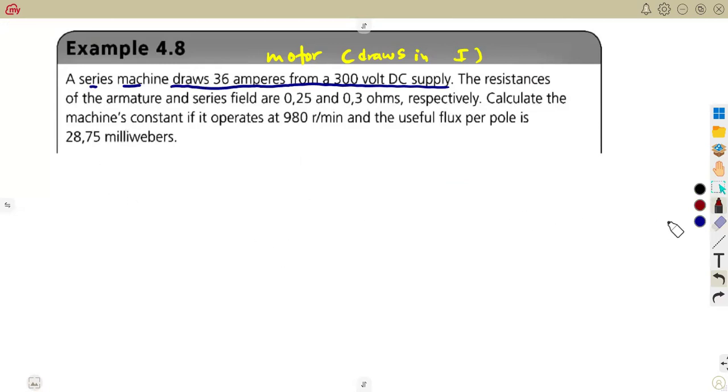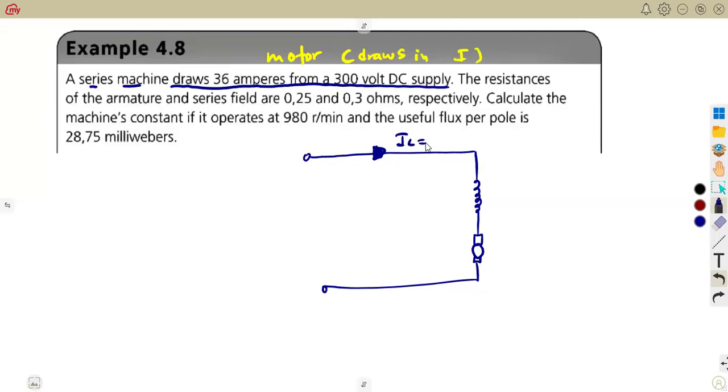And it's a series machine. So they are saying it's a series motor. That is what they are saying. It's a series machine which draws in current. So they are saying it's a series motor which draws in current. The current is taken from the supply entering, which is the load current, given as 36 amperes, from this 340 DC supply, which is our terminal voltage.